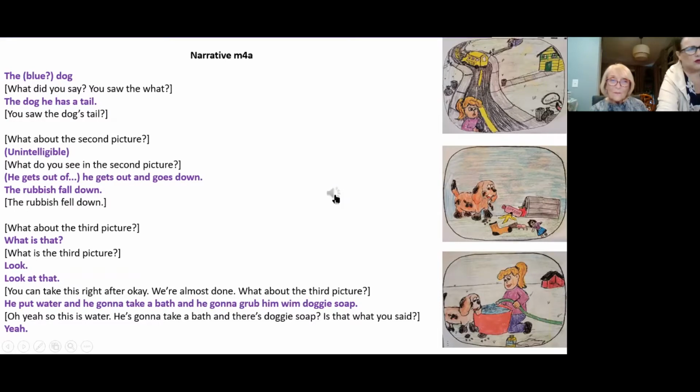Good dog. What did you say? You saw the what? The dog. Its tail. You saw the dog's tail. What about the second picture? Onions. What do you see in the second picture? The rubbish fell down. The rubbish fell down. What about the third picture?